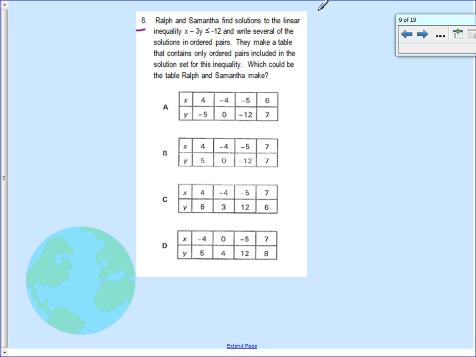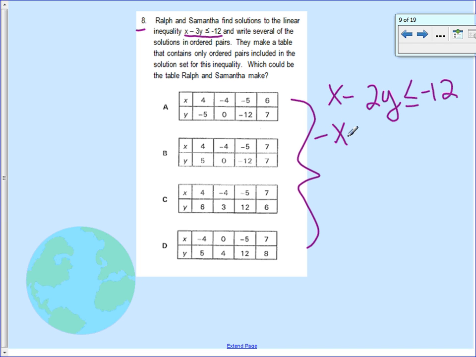Number 8. Ralph and Samantha find solutions to the linear inequality x minus 3y is less than or equal to -12 and write several of the solutions as ordered pairs. Here are the tables of values that could represent a solution to the inequality. Aside from plugging values in, you need to be able to graph this inequality in your calculator.